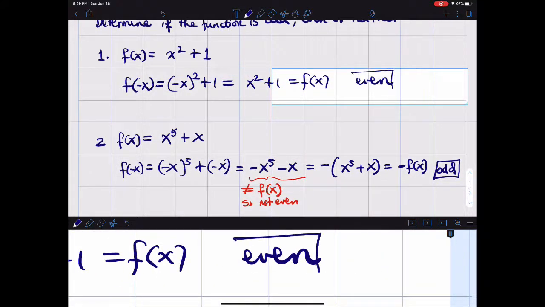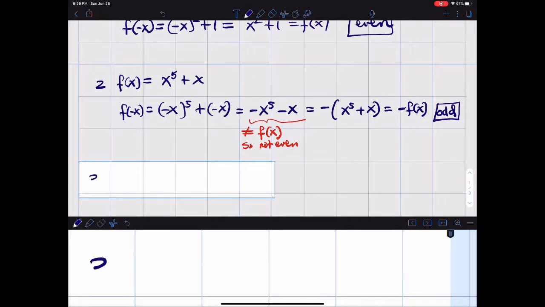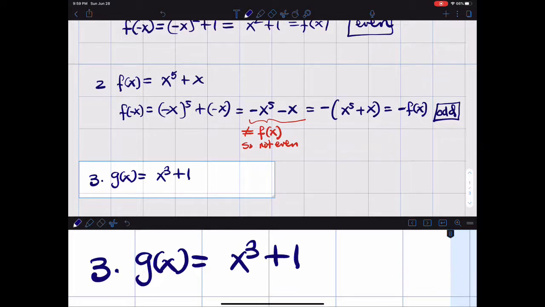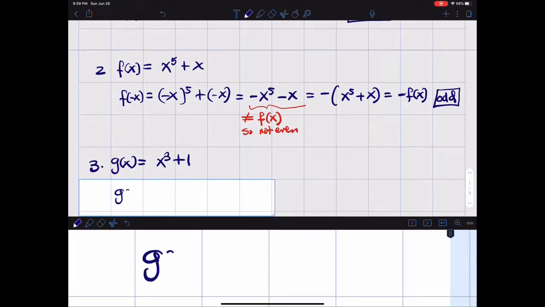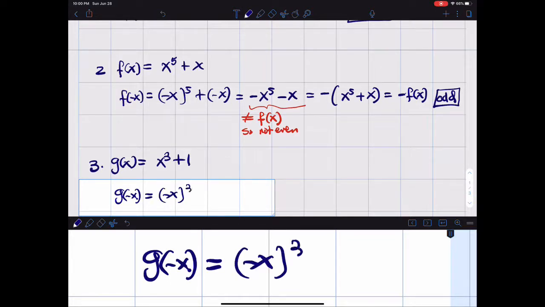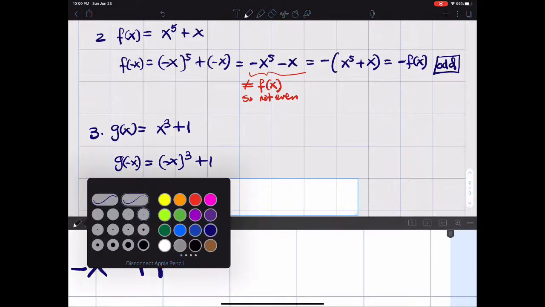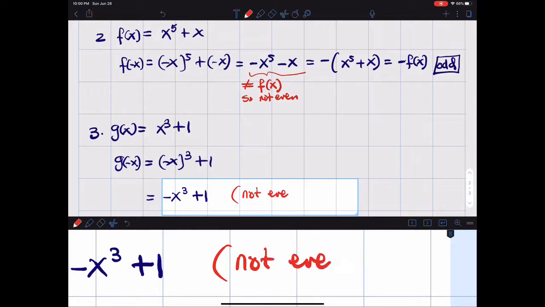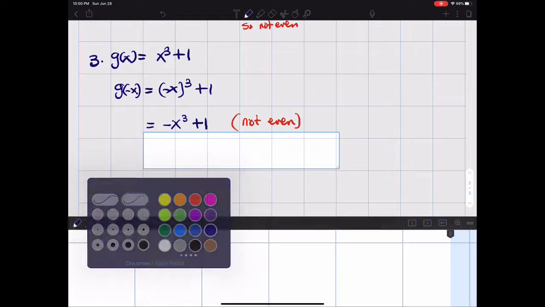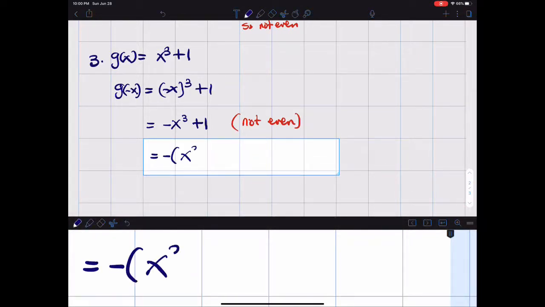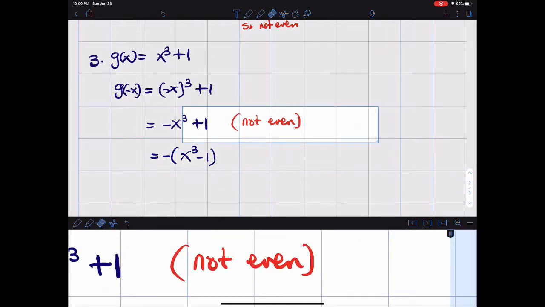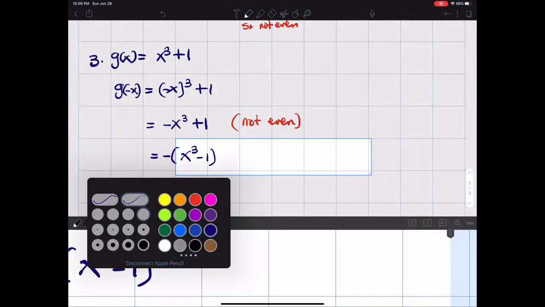Odd, even. Now, let's try another one. How about g of x? g of x is x cubed plus 1. So let's try g of negative x, which is negative x to the power of 3 plus 1, which is the same thing as negative x cubed plus 1. All right, so this is definitely not even. At least we can tell that it's not even. So let's try to see if it's odd. If we factor out a negative, we'll be left with negative x cubed minus 1. So this is not odd. Definitely not odd.